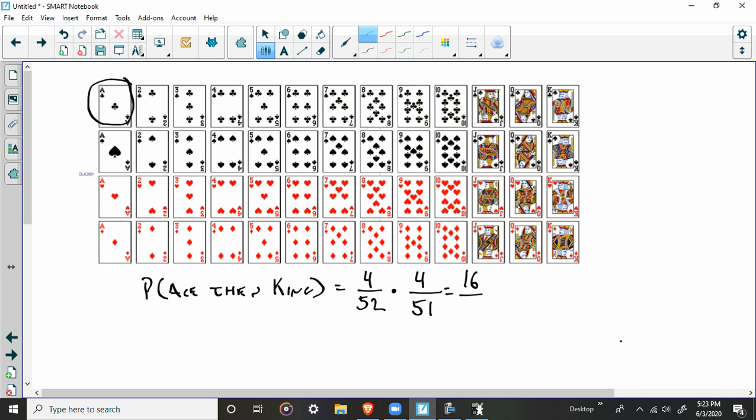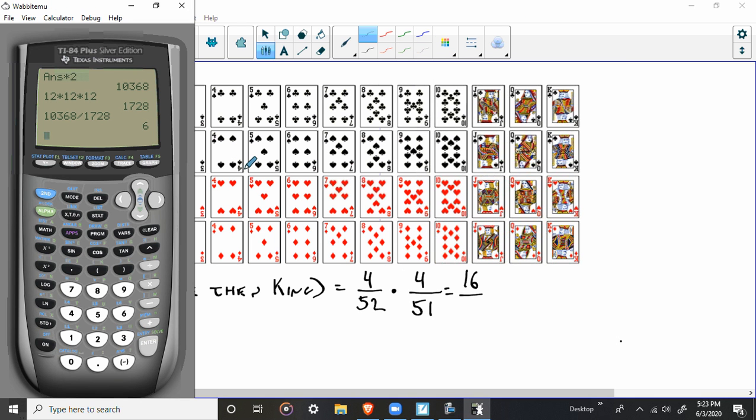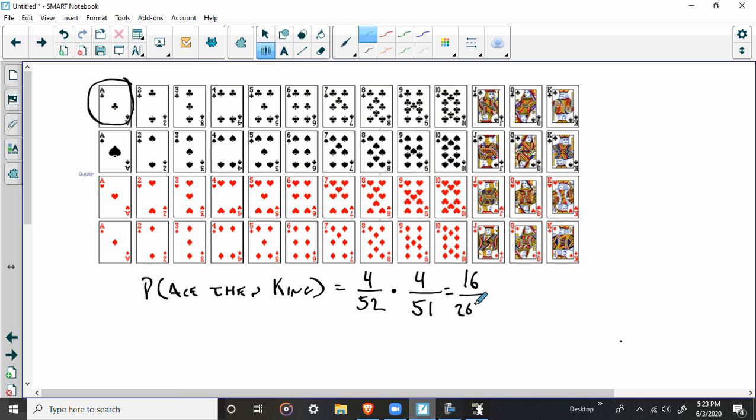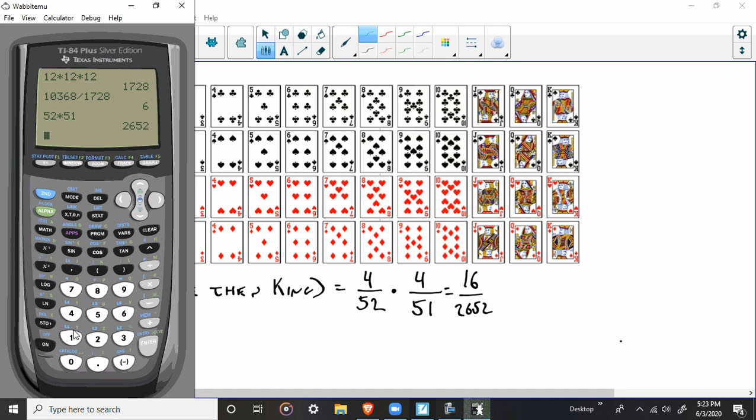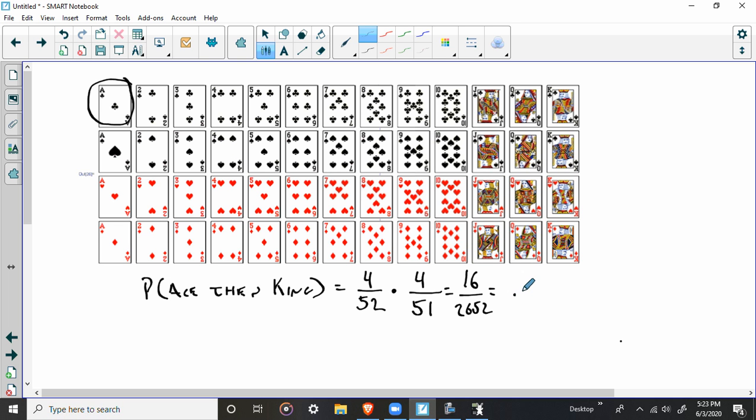And 52 times 51 is going to be 2,652. Meaning if I pull 2 cards, there's 2,652 different outcomes. 16 of them have this. And again, if you want to evaluate that, you say 16 divided by 2,652. And that's 0.006, which means this is an unlikely thing to happen, 0.6%, okay?